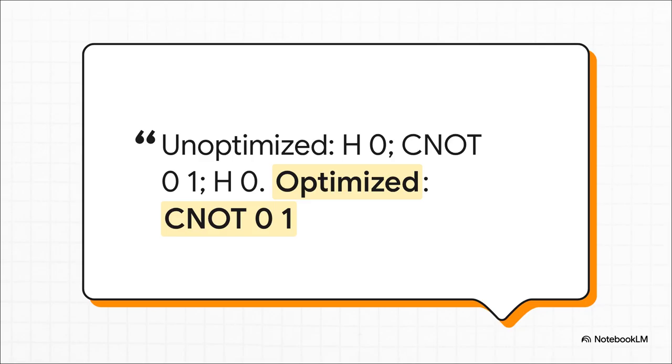So how do you actually teach it? It's this amazing technique called in-context learning. You basically just show the AI a few examples in the prompt. You show it, hey, look, this unoptimized circuit here, it simplifies down to this optimized one. Then you give it a brand new unoptimized circuit, and you just ask, optimized, and leave it blank. It's a lot like teaching a student by showing them a few solved math problems instead of just handing them the answer key and expecting them to get it.